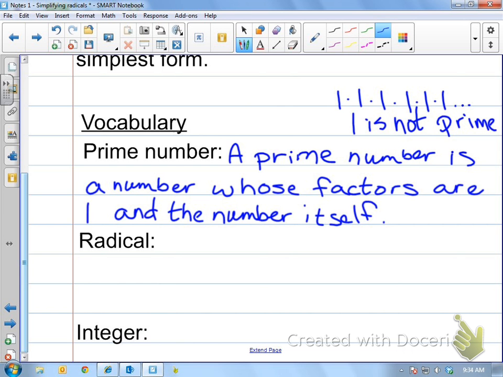So 1 is not technically prime. What's the only even prime number, though? I haven't heard that one yet. There's only one even prime number. 2. Okay? So those are the basic prime numbers you need to know. 2, 3, 5, 7, 11, 13, 17. There's a lot after that, but those are the ones we mostly work with. And we hardly ever see 17 or above.